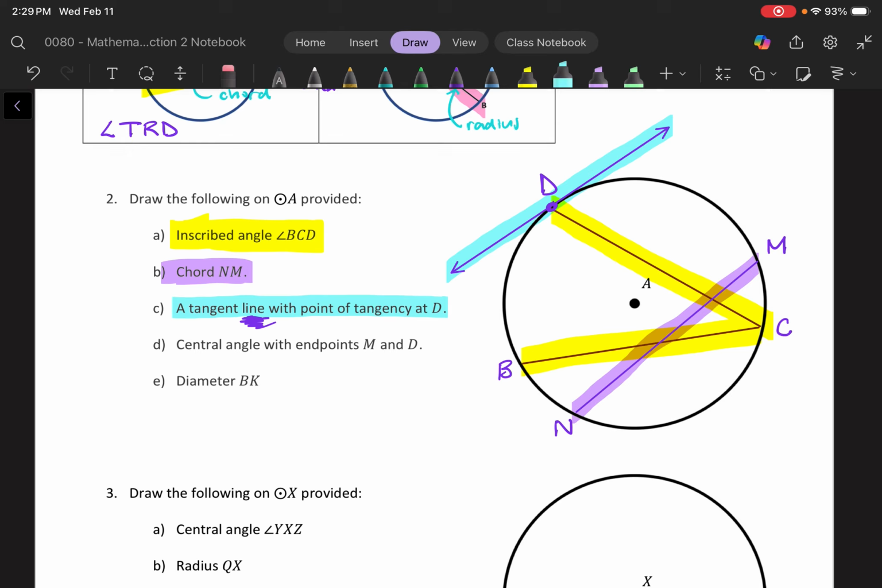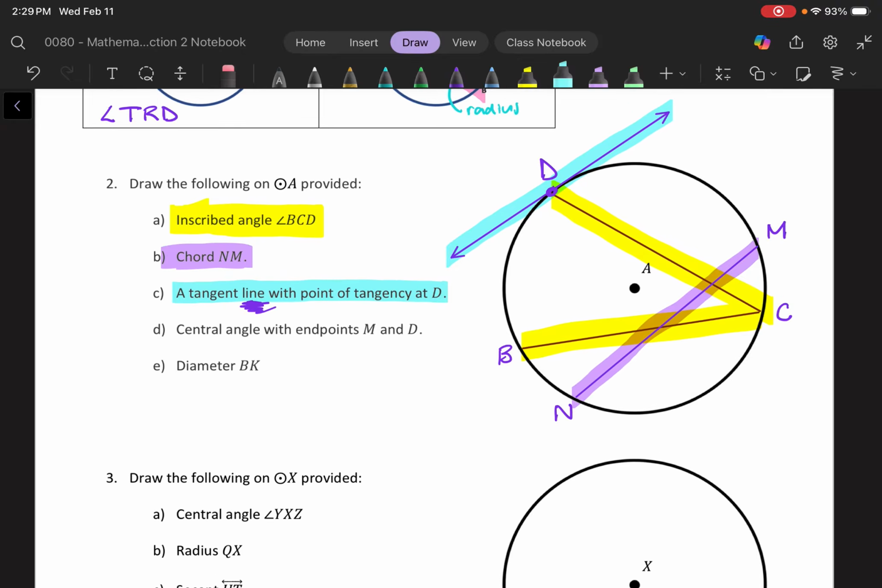Since I already had D labeled on my diagram, I cannot make another point named D. Because if I talk about point D, I can't have two point Ds. Not allowed. I would have to pick a different letter. So that's why I have to have it in the spot where D was already located.